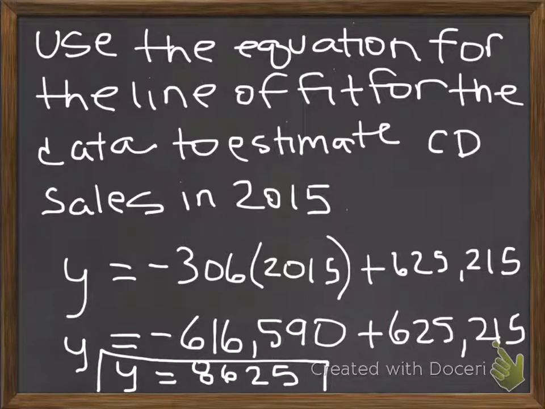So the sales of CDs is going to be about 8,625 in thousands, so that would have to add 3 zeros, so it actually is 8,625,000 if you want to think about it in a real-world type setting. And that concludes Lesson 4-5.